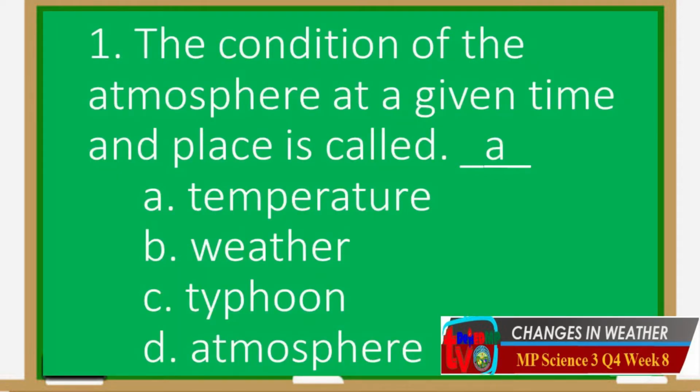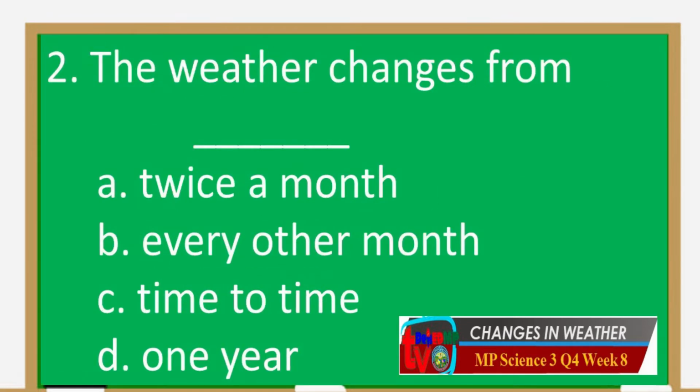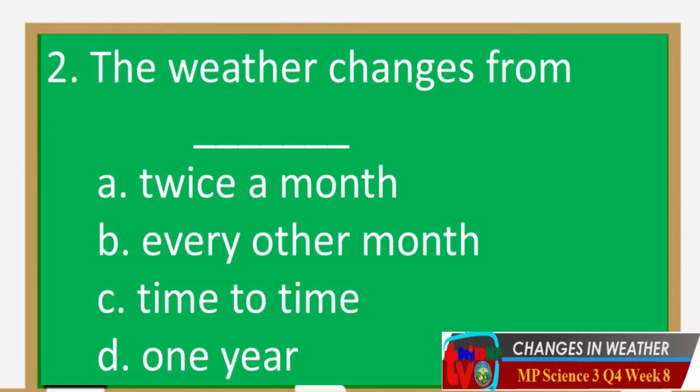Number 1. The condition of the atmosphere at a given time and place is called: letter A, temperature; letter B, weather; letter C, typhoon; letter D, atmosphere. Number 2. The weather changes from blank. A, twice a month. B, every other month. C, time to time. D, 1 year.